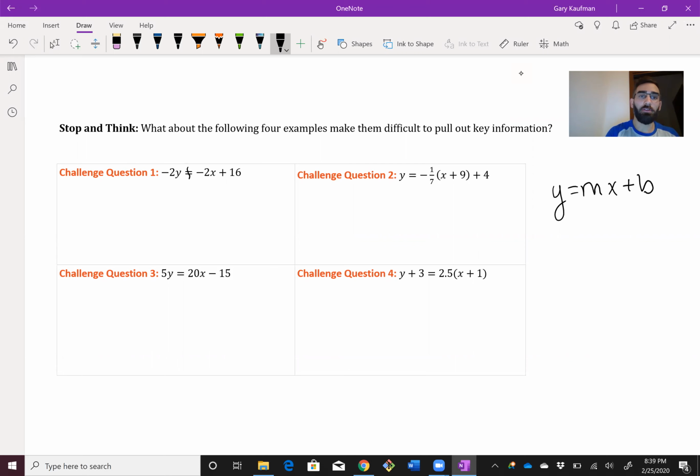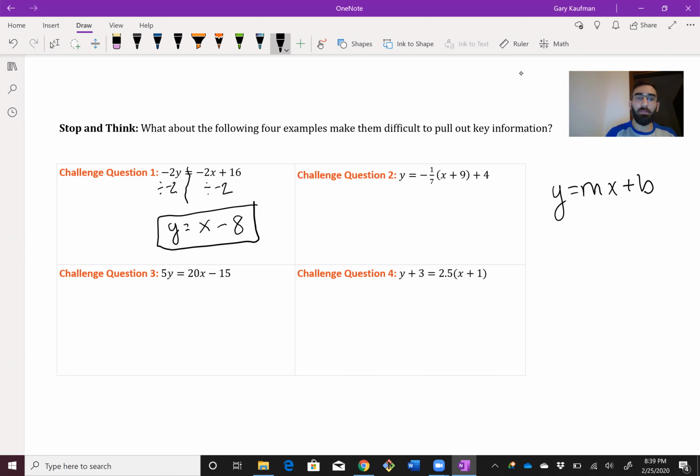But all we have to do is put them in that form. And so I'm going to use our inverse operations. I need to get rid of multiplying by negative 2, so I'm going to divide both sides by negative 2. That results in y on the left side. And the right side, don't forget to divide both. So I have negative 2x divided by negative 2, which is just 1x, and a positive 16 divided by negative 2, which is negative 8. Now I'm in slope-intercept form.